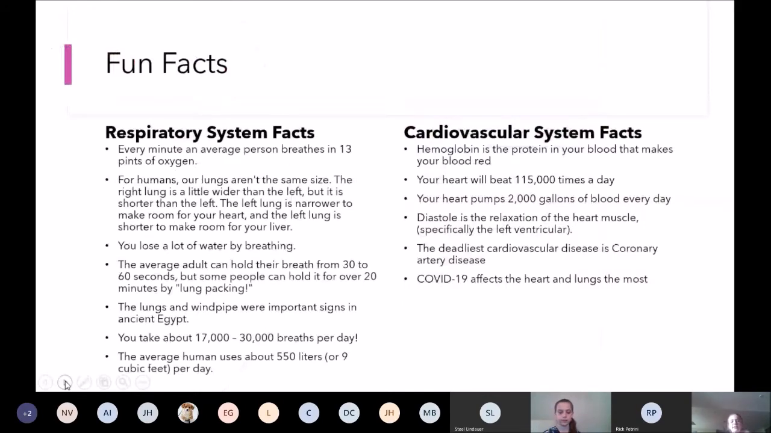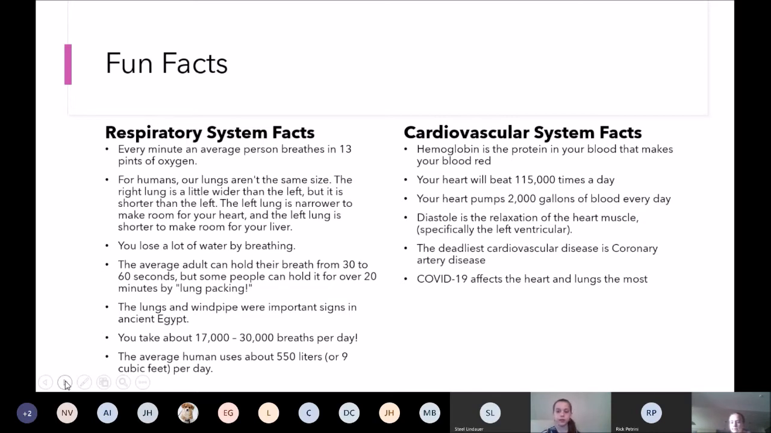Respiratory system facts. For humans, our lungs aren't the same size. The right lung is a little wider than the left, but it is shorter than the left. The left lung is narrower to make room for your heart, and the right lung is shorter to make room for your liver.